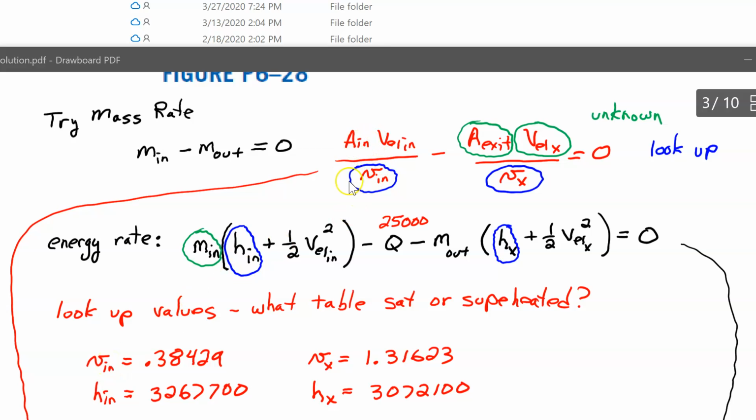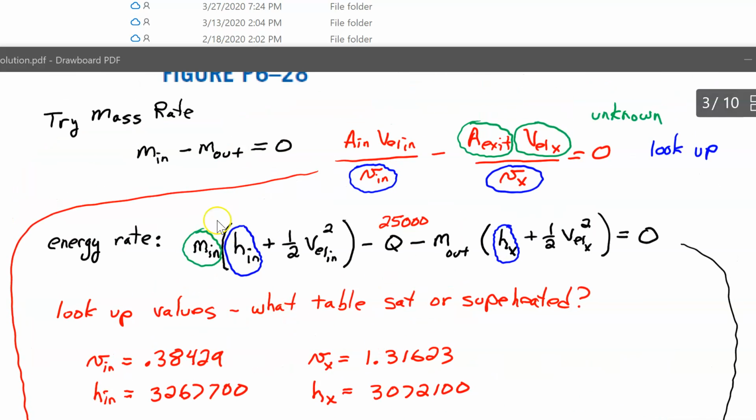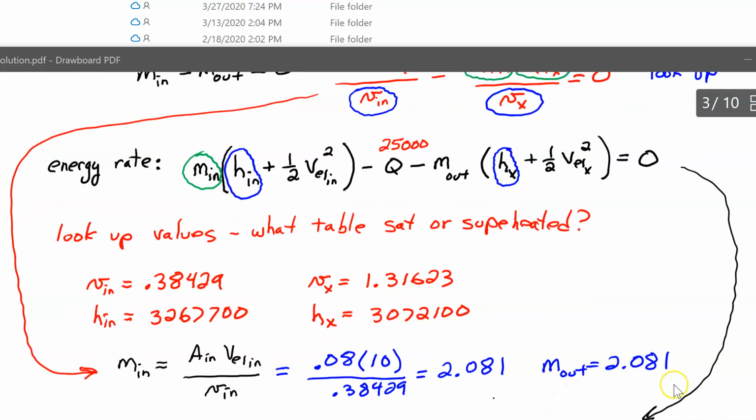So I'm going to grab this piece, which is equal to the mass that flows in. The mass that flows in is equal to the area times velocity over V. You just plug in the numbers that you're given, and you find that the mass that comes in is 2.081. The unit here would be standard units, so this would be kilograms per second. Now, according to this black one, the in is equal to the out. So I know that the outlet mass is equal to the same thing.